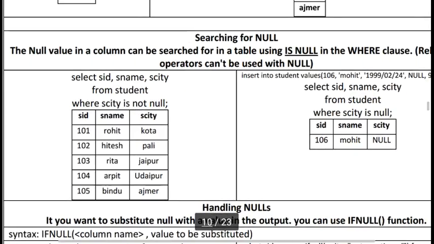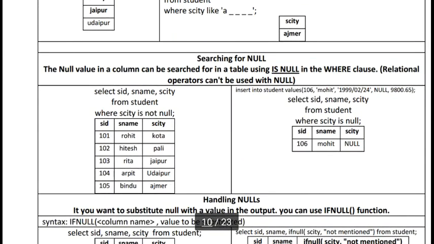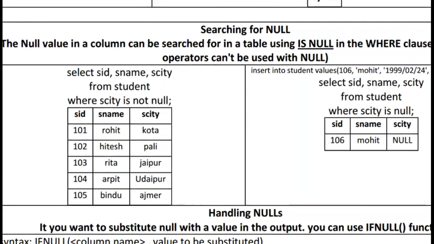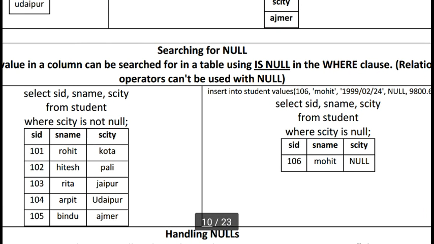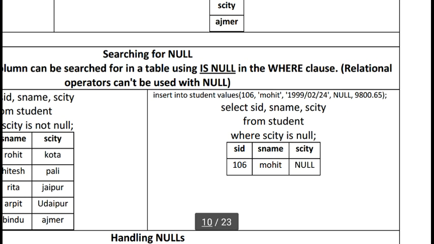Suppose we are searching for null. The null value in a column can be searched for in a table using IS NULL. In the where clause, relational operators cannot be used with null. We cannot use equal to or not equal to with null. It is not possible. We must use the IS clause.